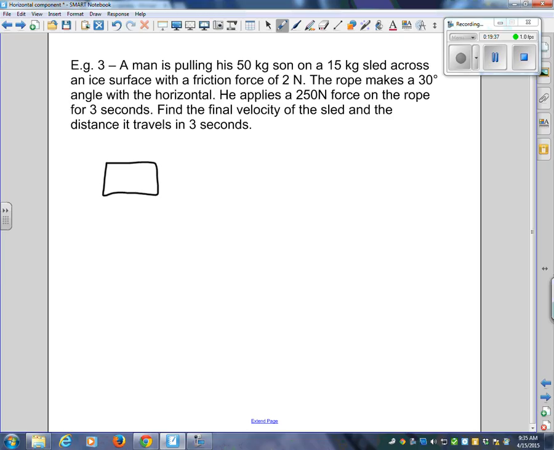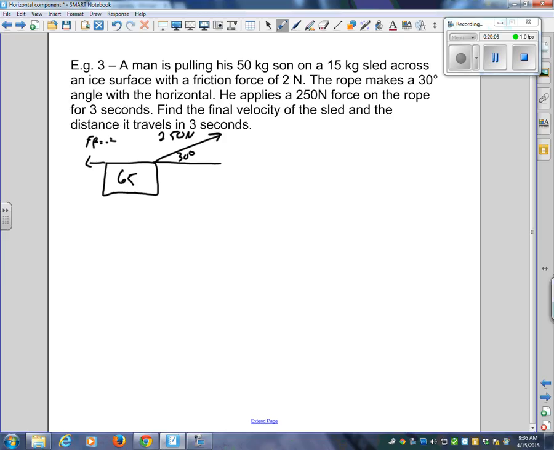What's the total mass of the kid and sled? 65. Okay, make sure you do that part, right? We got 250 newtons applied. We've got a 30-degree angle. And we've got a friction force of 2 newtons.